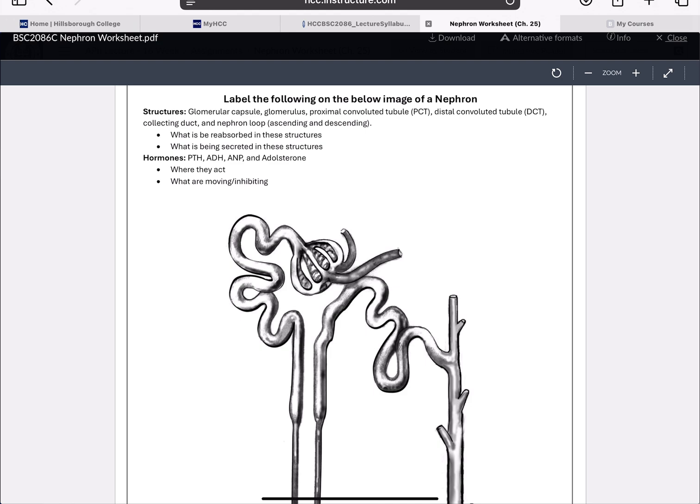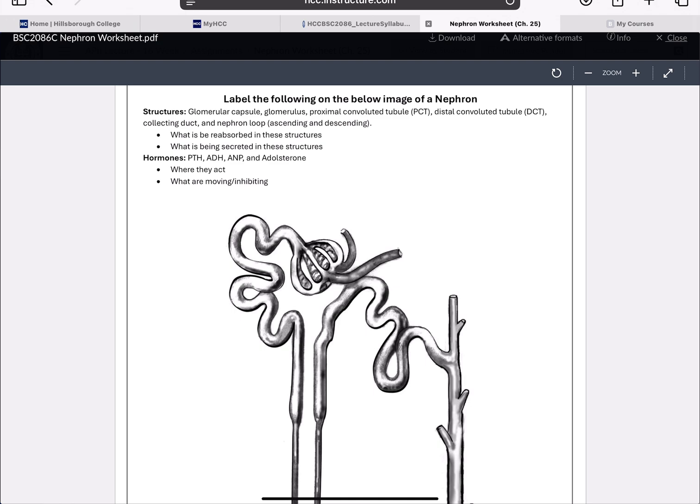Also, there are 4 important hormones. PTH is your parathyroid hormone. ADH is your antidiuretic hormone. ANP is your atrial natriuretic peptide, and aldosterone. These 4 hormones act in different locations within the nephron. So I would label where they act within the nephron.